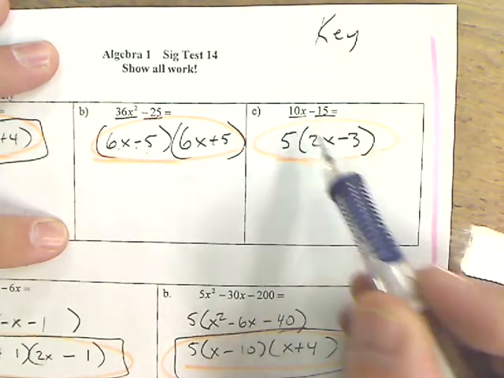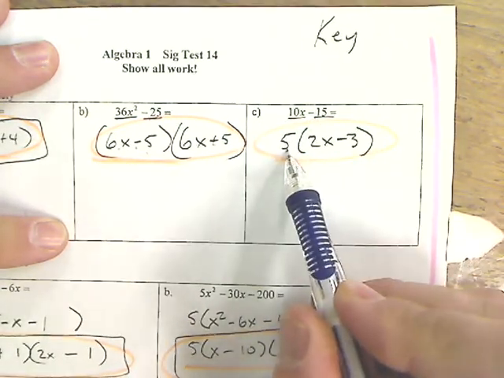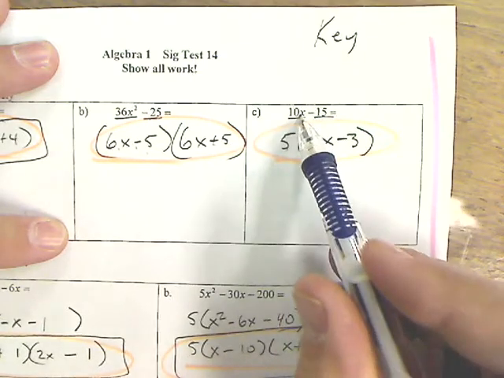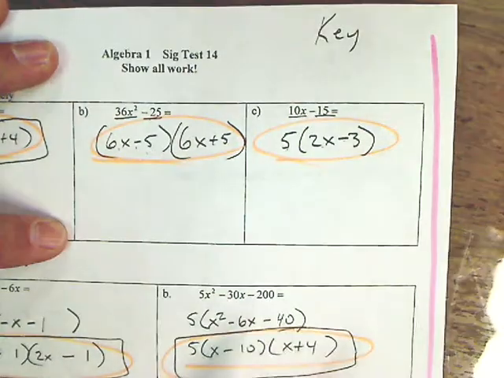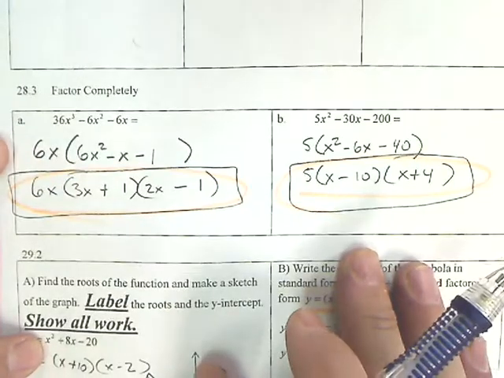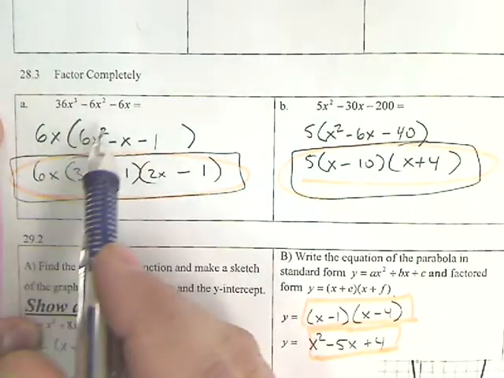Common factor. They each have a 5 in it. Pull the 5 out. Divide that by 5, divide it by 5. That's how you get the 2x and the minus 3. Always look for the common factor first.